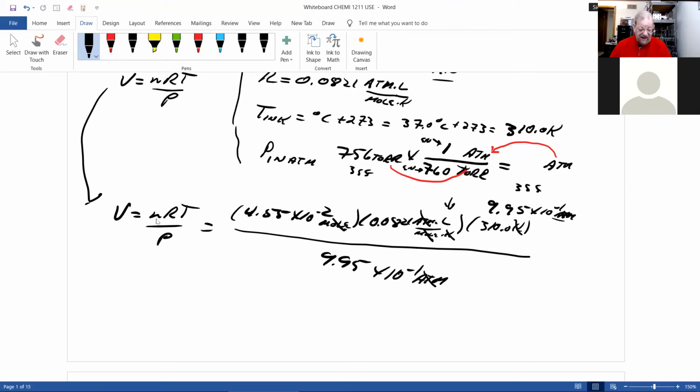And the number my calculator gives me is 1.1638, et cetera, times 10 to the 0. And I'll round that off to 1.16 liters of CO2. So if you burp 2 grams of CO2, the volume of that burp is 1.16 liters. If you think about that, that's going to be a monster burp.